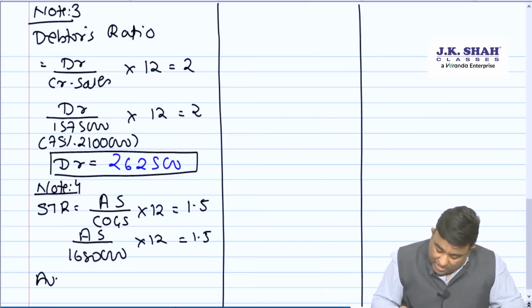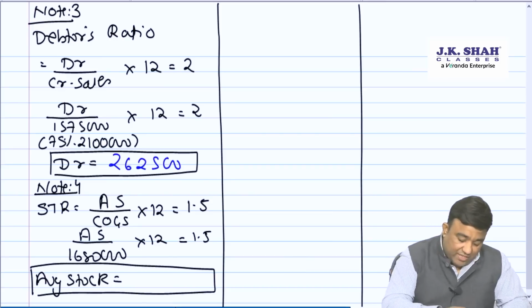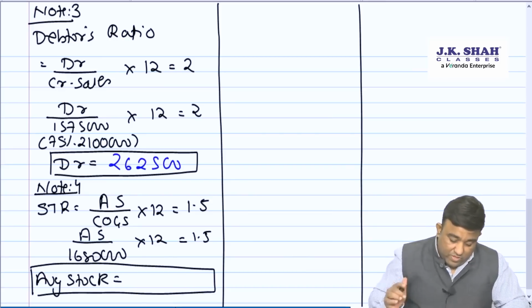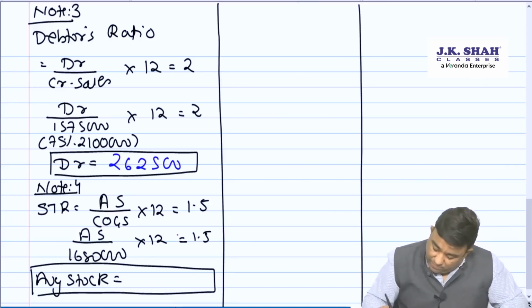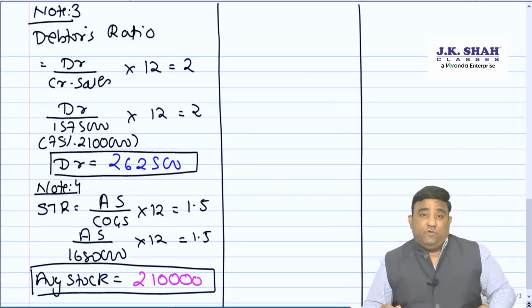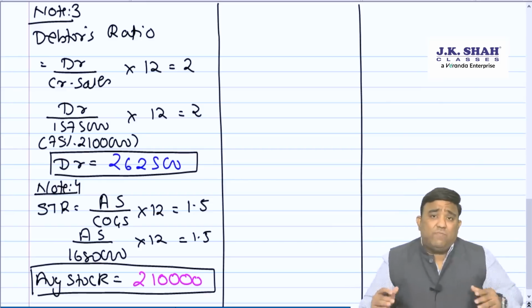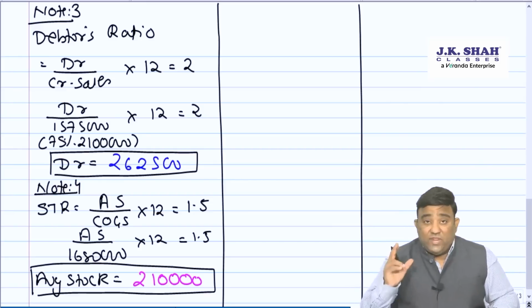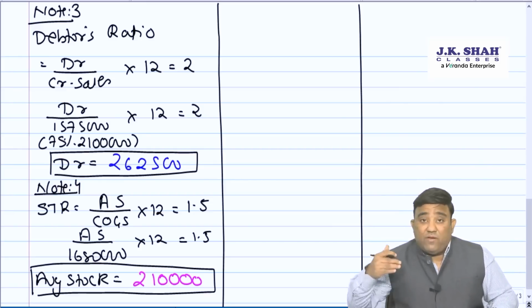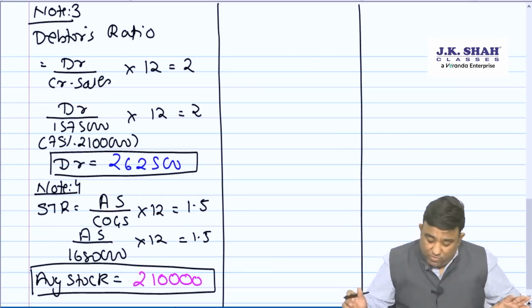So student, can I calculate average stock? Yes. So it's 16,80,000 and this gives you 2,10,000. Student, now this 2,10,000 is average stock. Student, you might be wondering why not in times. You convert months into times. We better know 1 year is 12 months. So 12 months divided by 1.5 months gives you 8 times. Vice versa, you can solve it. There is no problem with it.